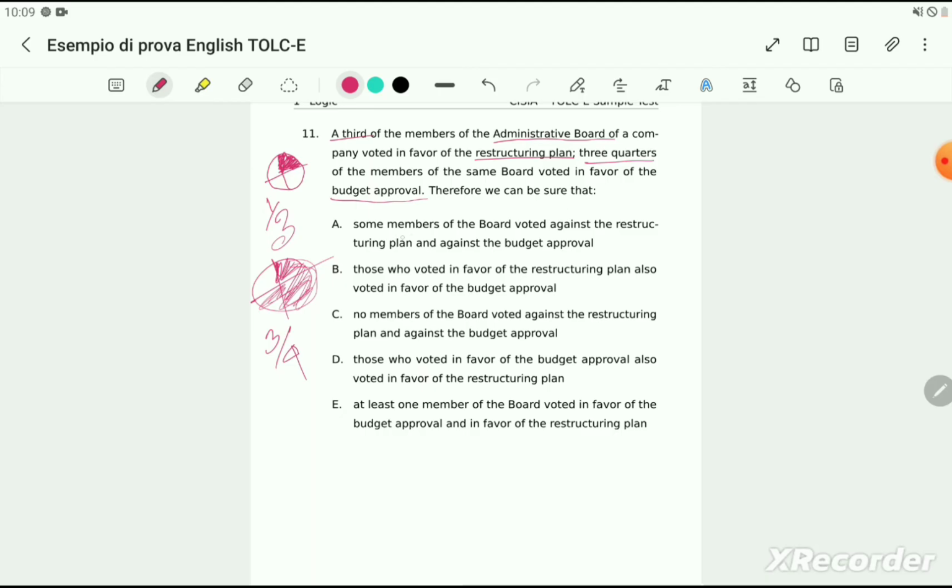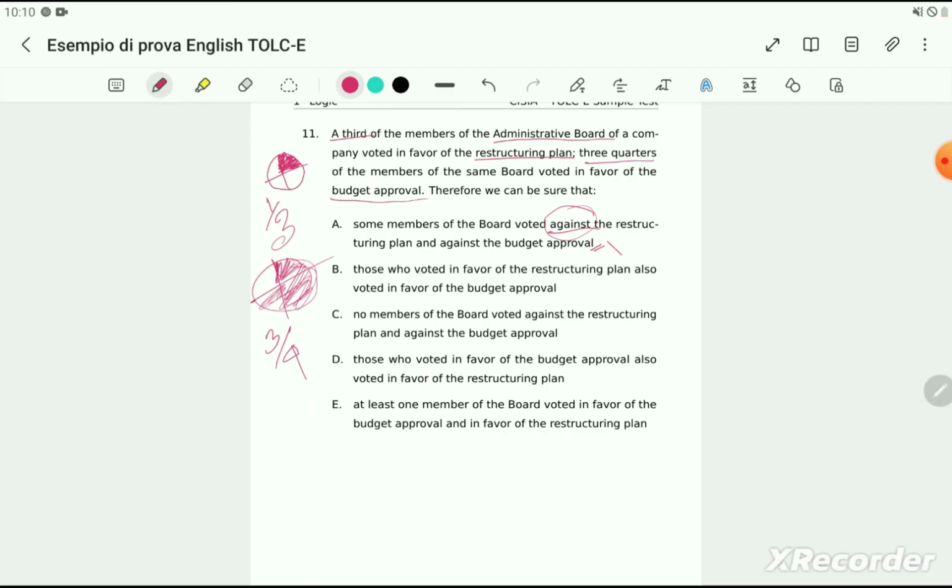Therefore, we can deduce that some members of the board voted against the restructuring plan and against the budget approval. We don't know actually. There might be. This might be an answer. Yeah, it is possible. But also some members may refrain from the vote. Okay, so we cannot say this is the exact situation that happened.